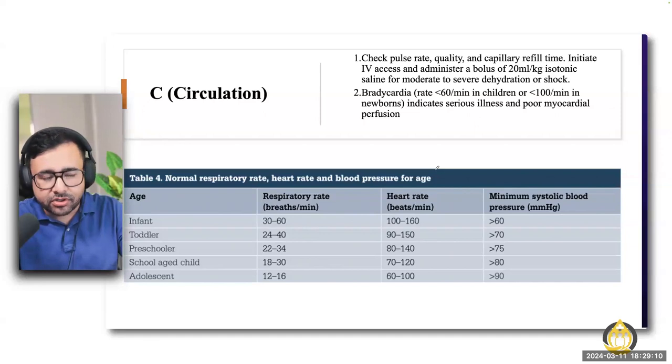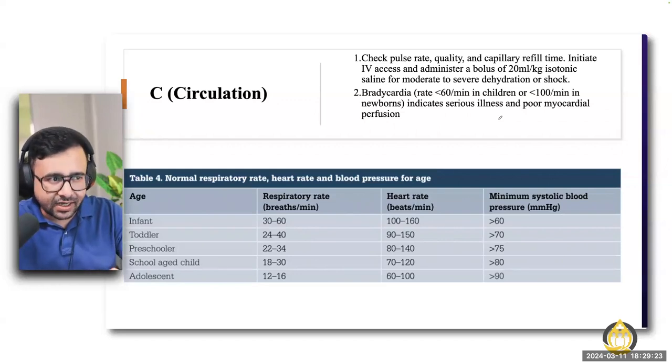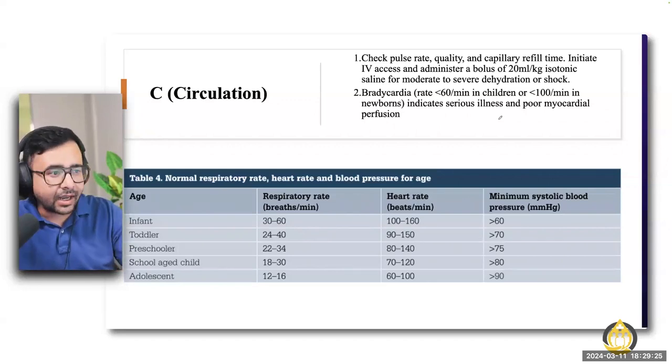Now, regarding blood pressure, what is the acceptable blood pressure for different ages? This is the list for the heart rate, respiratory rate, and minimum systolic blood pressure. The problem is, how will you remember this in the exam? Most often, it is difficult. I don't remember this. So I have come across a formula which can help us in the exam to decide whether the systolic blood pressure is adequate for this age group or not.